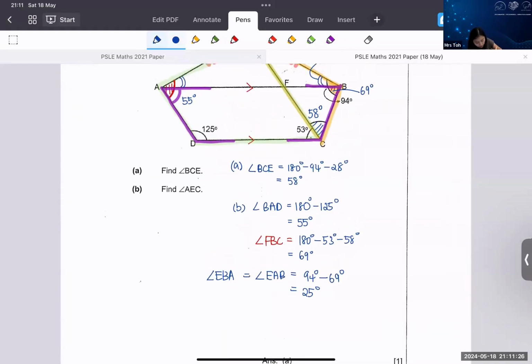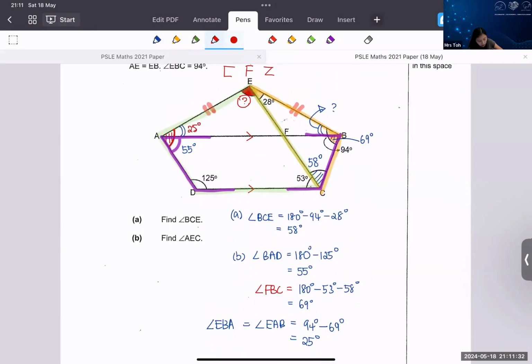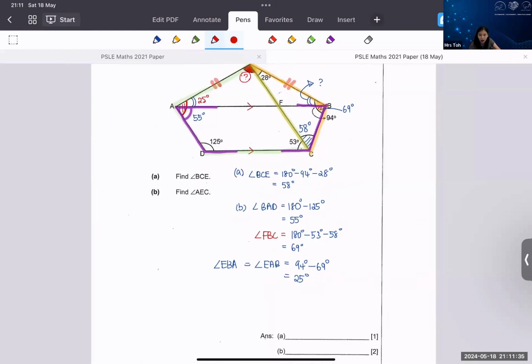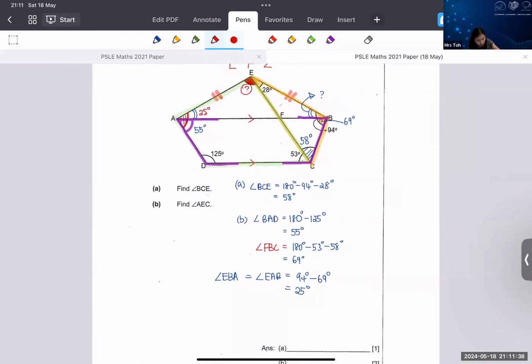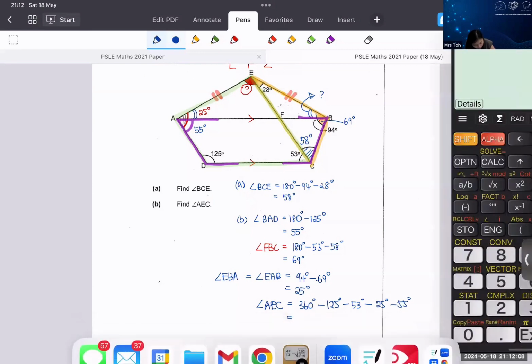Okay, now this is 25 degrees. So once you find that this is 25 degrees, can you find the angle? I can use the triangle to find it, or I can use the quadrilateral to find it, which is the last step, angle AEC. So to find angle AEC, I can take 360 minus the 4 angles, 125 minus 53 minus 25 minus 55. You should be able to get the answer.